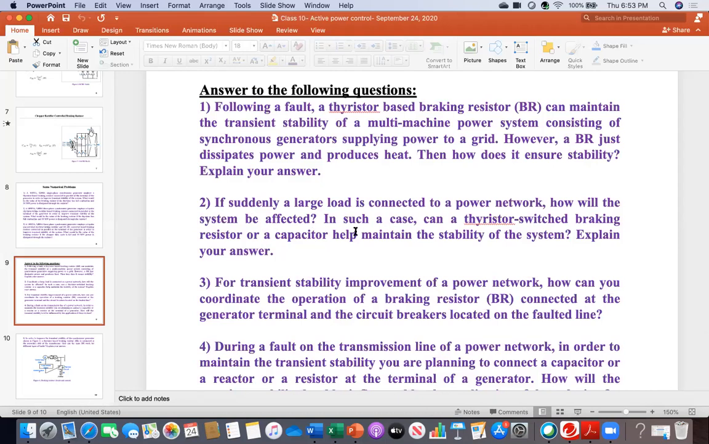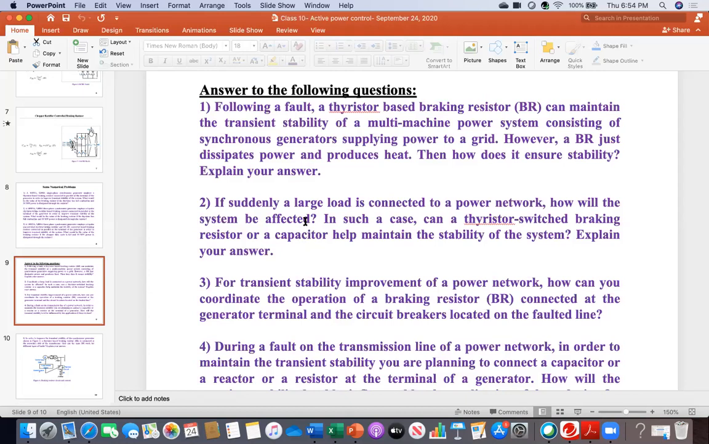If suddenly a large load is connected to a power network, how will the system be affected? So will there be any stability issue, you think, if suddenly a large load is connected to a power network? How will the system be affected means what will be the stability status? That is the question. And in such a case, can a thyristor-switched braking resistor or a capacitor help maintain the stability of the system? Explain your answer.